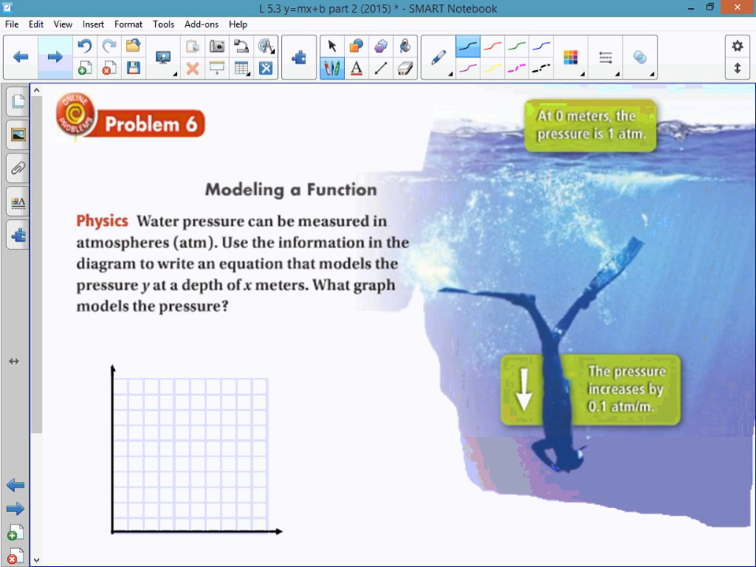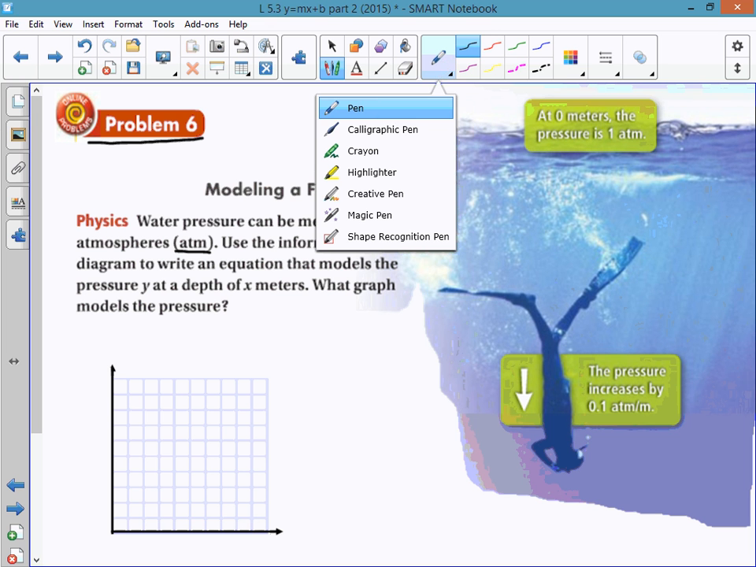Okay, the second problem that I'd like to show you is problem 6. And it's just a story problem that models a function y equals mx plus b. In this problem, it says water pressure can be measured in atmospheres, that's ATM. Use the information in the picture or the diagram to write an equation that models the pressure y at a depth of x meters, and then graph that model.